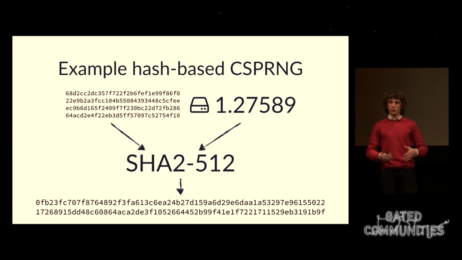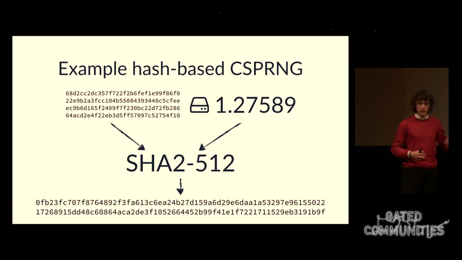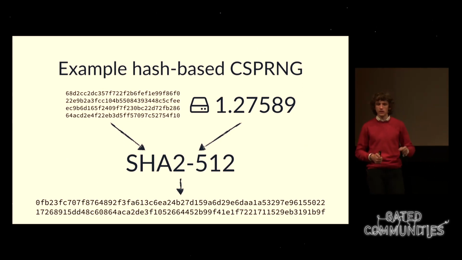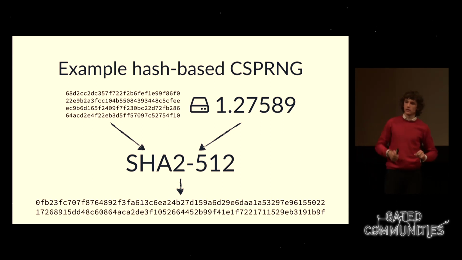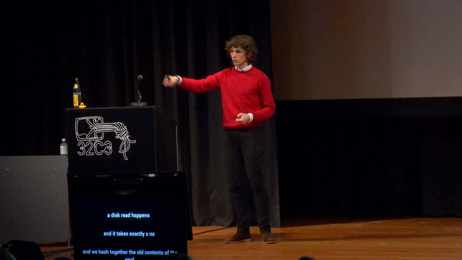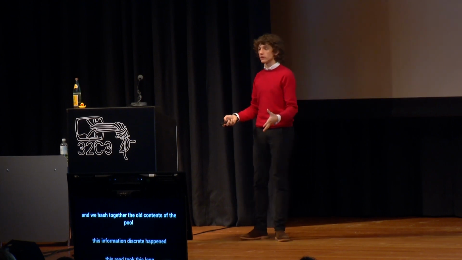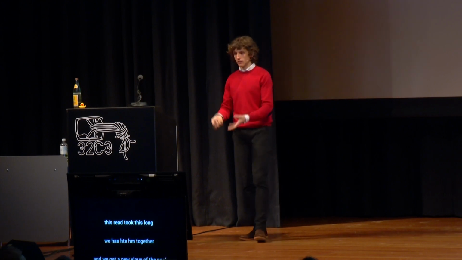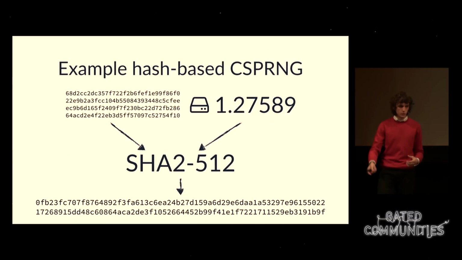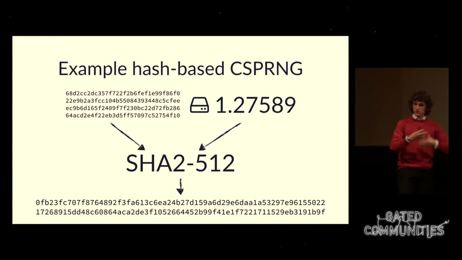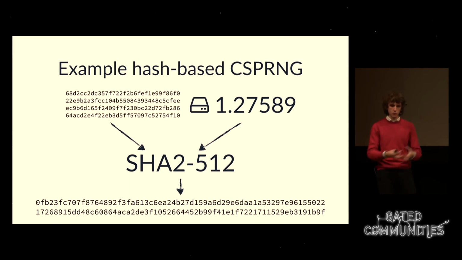And we repeat. Now, instead of zeros, we have the output from before. Now we have this output, and a new event happens. A disk read happens, and it takes exactly 1.27589 nanoseconds. And we hash together the old contents of the pool, this information, disk read happened, and it took this amount of time. We hash them together, and we get a new value of the pool. Do you see where this is going? We keep doing this. Every time a new event comes in, every time the mouse moves, every time a CPU interrupt is raised, every time a disk read happens, we call this steering function to mix this event into this pool.